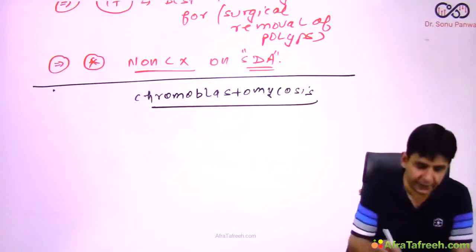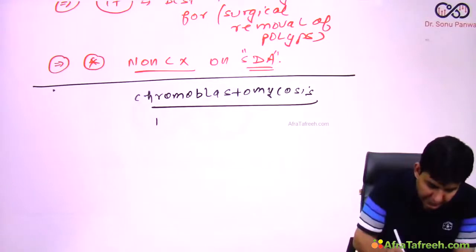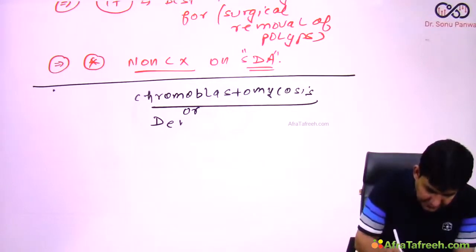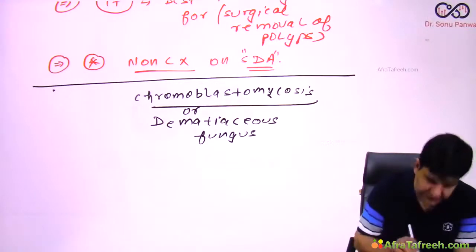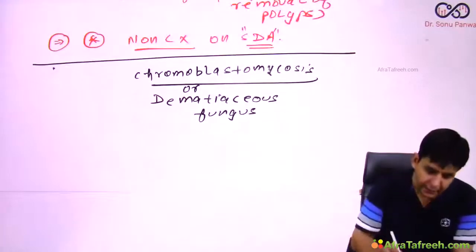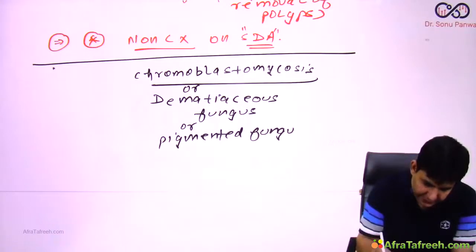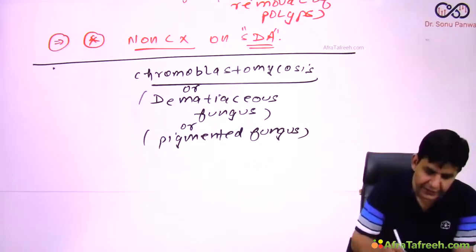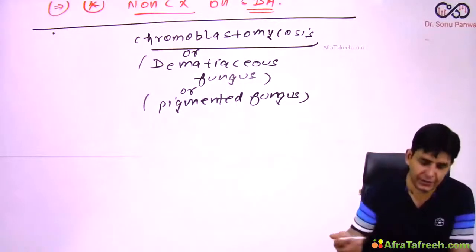Okay, chromo means color, and these are also termed as dematiaceous fungus. They are also termed as pigmented fungus. So dematiaceous fungus or pigmented fungus, that is what is termed as chromoblastomycosis.